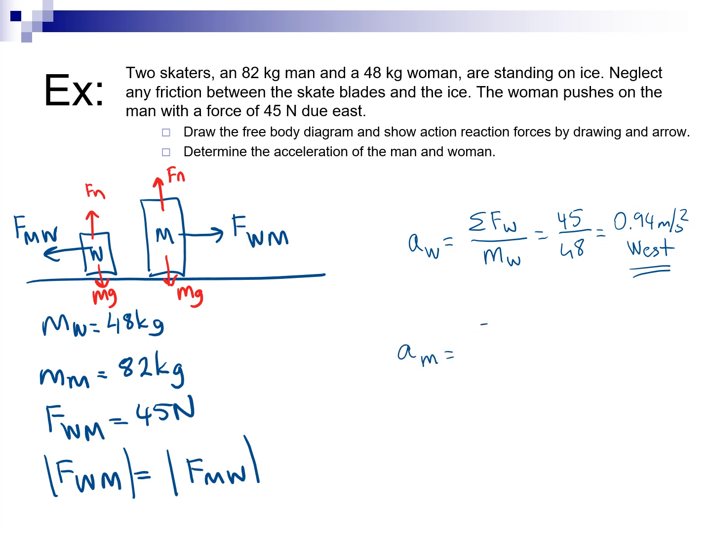Applying the second law, acceleration for the man is net force over mass for the man. And this time the values are same force, 45, but different mass, 82. So checking this out on the calculator, we find that it is 0.55 meters per second squared to the east. So these are the initial accelerations, and they last as long as they keep on pushing one another. And as you see, different masses create different accelerations, even though the forces are the same.